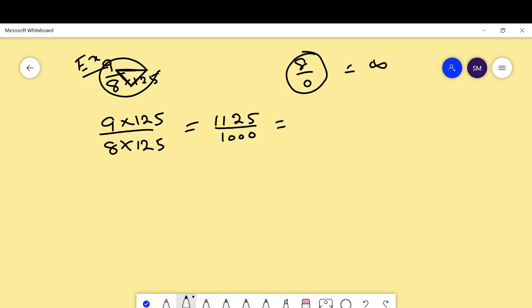Then this is represented as 1.125. 9 upon 8 in the decimal form is 1.125. Okay. Then here another.